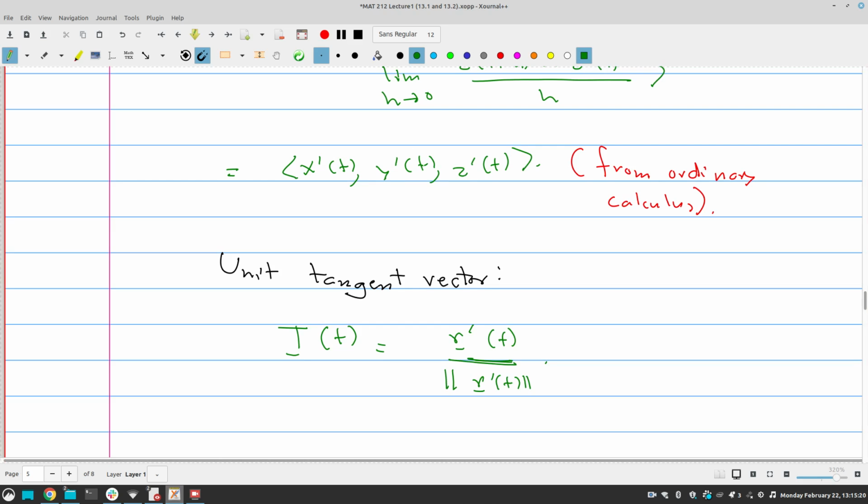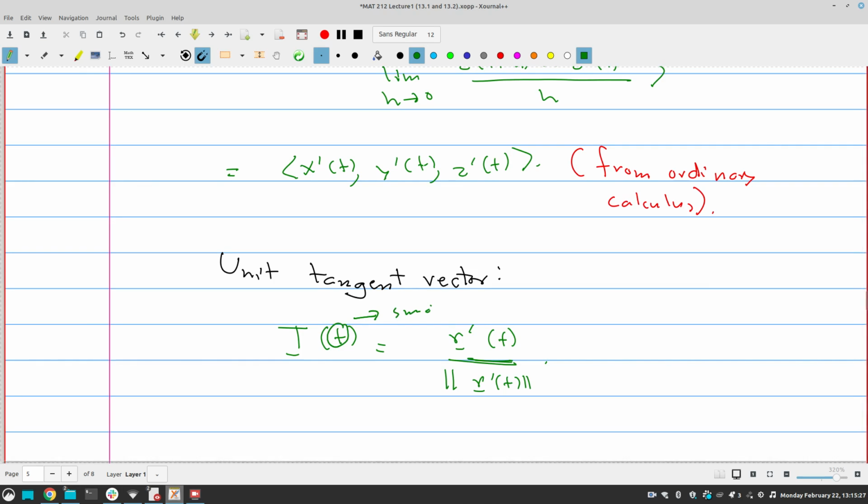This gives you a unit tangent vector at t equals small t. This is going to be extremely useful when we look at curvature and the radius of curvature and so on and so forth. Okay, so all right, let's go on. Let's look at an example.